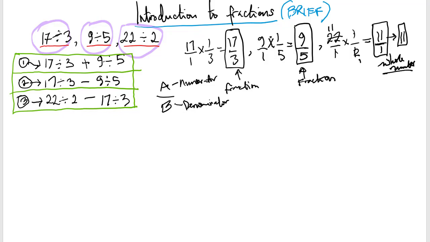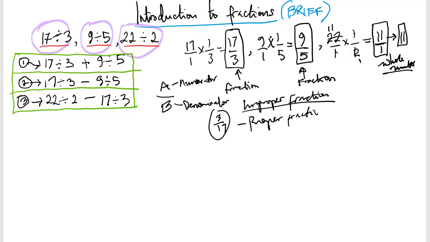So you can see if the numerator is larger than the denominator, it will be called an improper fraction. Okay, because the numerator is larger than the denominator. But what if you have like 3 over 7? So this is a proper fraction. Okay, because the numerator is less than the denominator. The denominator is greater.